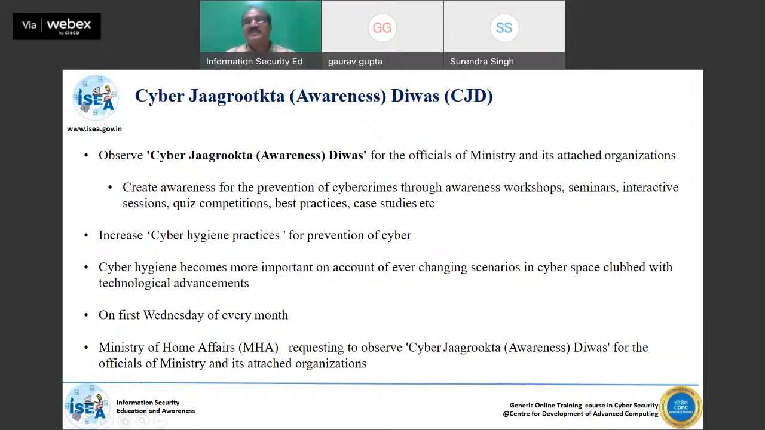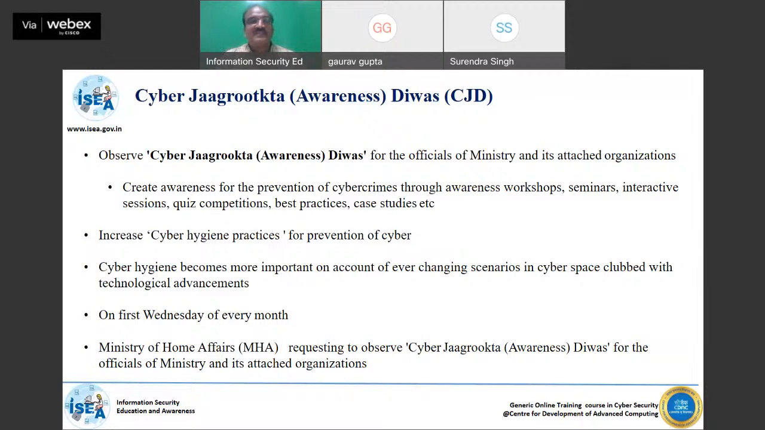Cyber Jagrata Divas is for the officials of MIT and its attached organizations, to create awareness for prevention of cyber crimes through awareness workshops, seminars wherever possible, interactive sessions, quiz competitions, best practices, case studies, etc. We plan to cover the best practices and case studies as part of these online webinars and seminars.